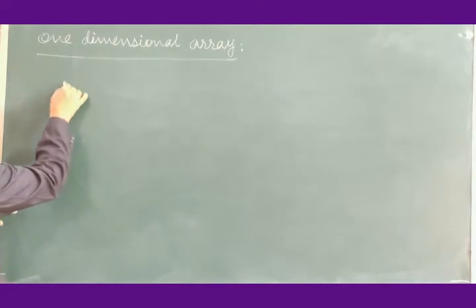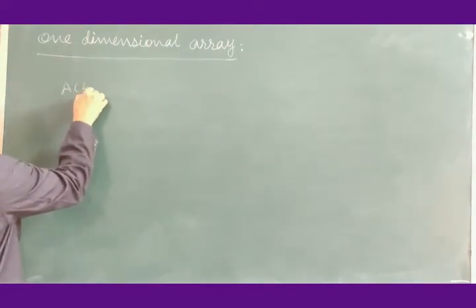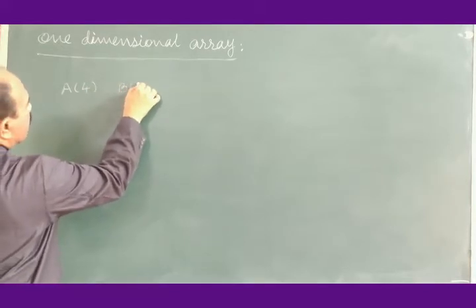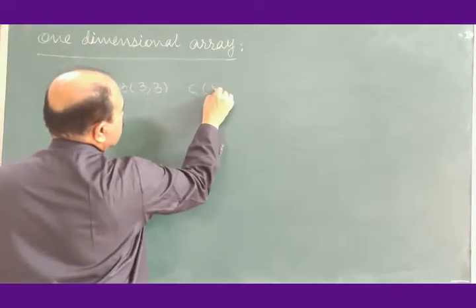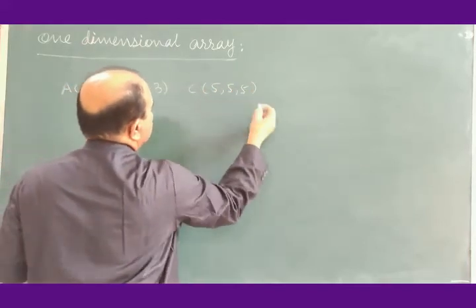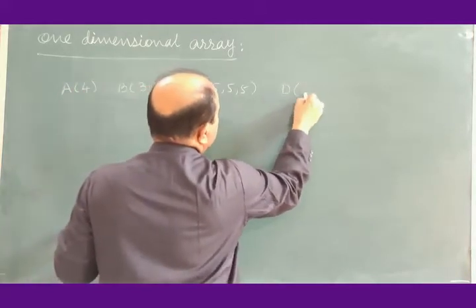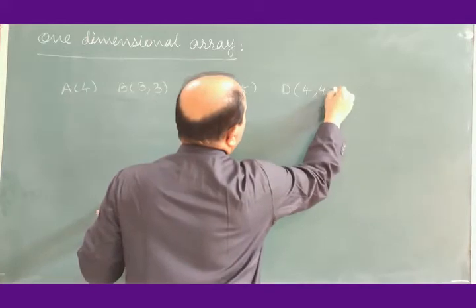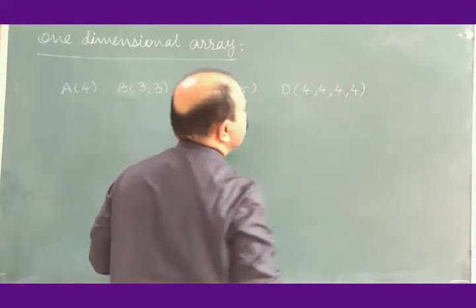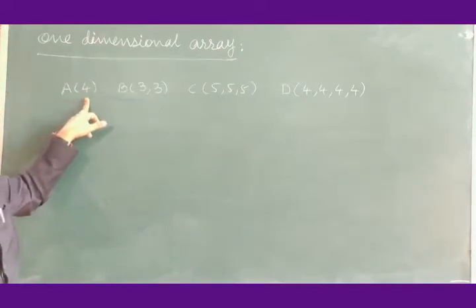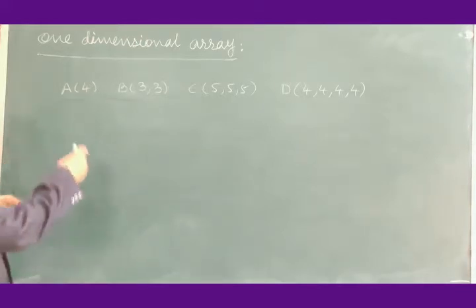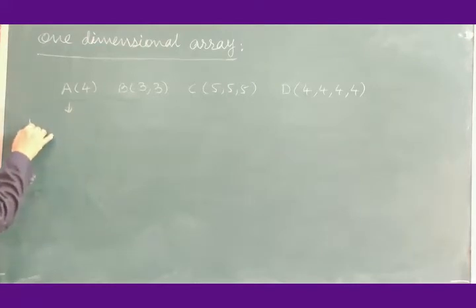For example, A(4), B(3,3), C(5,5,5), D(4,4,4,4). This is a subscripted variable with only one subscript, so this is known as a one-dimensional array.